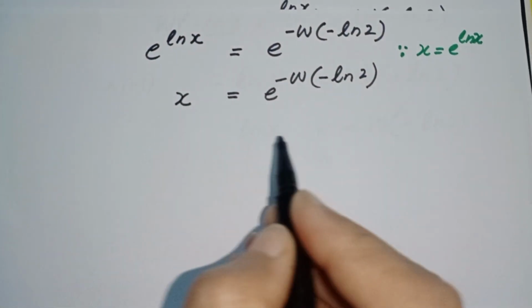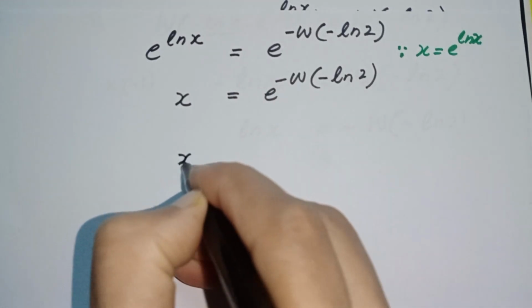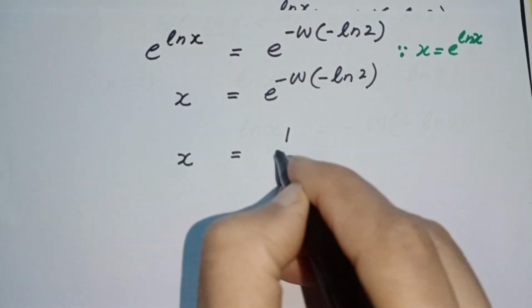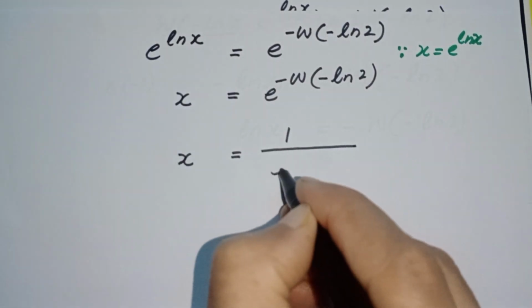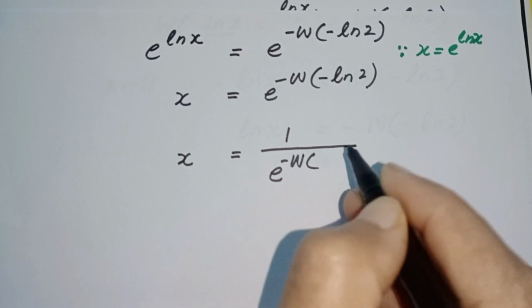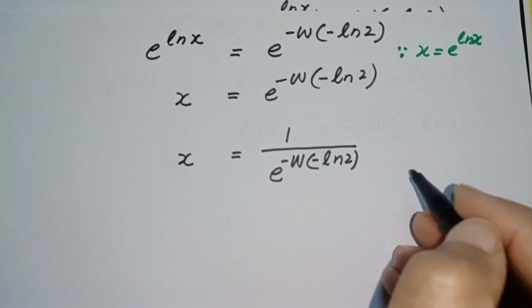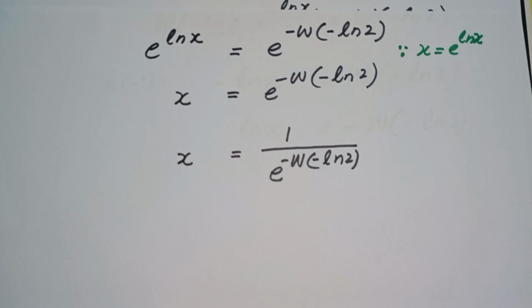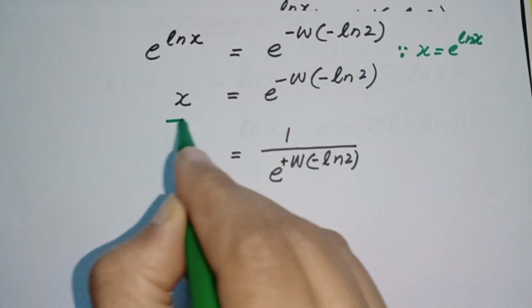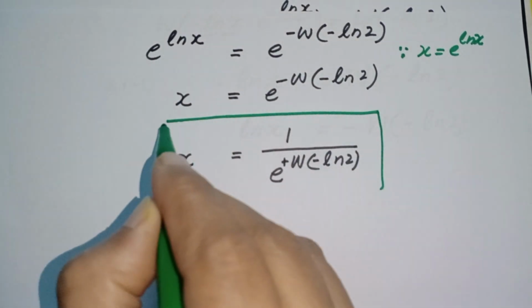Here we can write x is equal to 1 over e to the power Lambert W function of minus natural log 2. Here we have a positive sign. So it is the answer. It is the value of x.